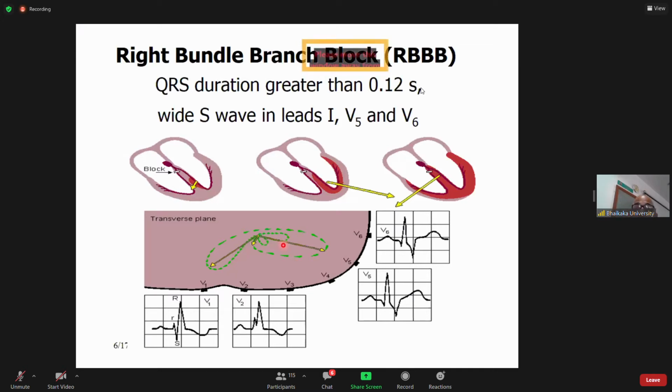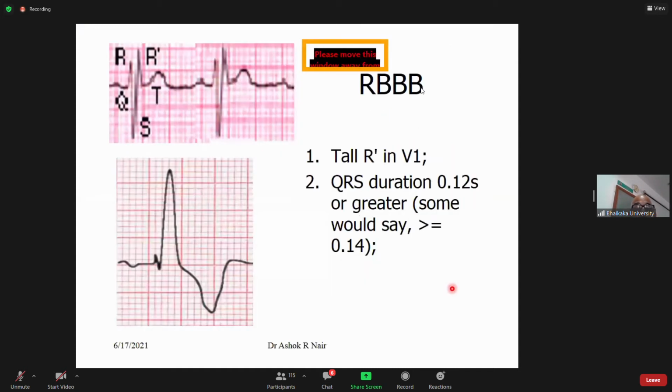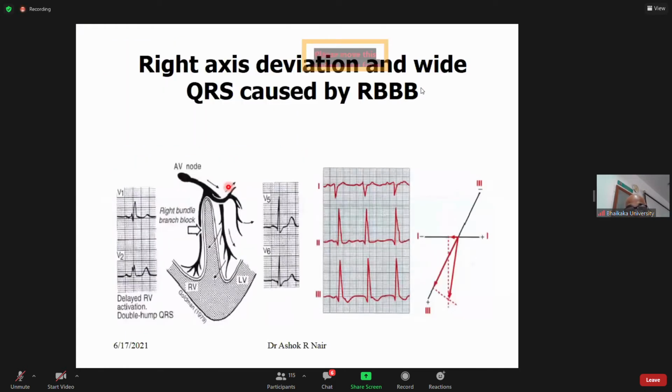So wide S wave in lead 1, V5, V6. You will find a kind of tall R in V1 and QRS duration, whatever, right axis deviation. You have this block here. Then the conduction to this right ventricle will occur from the left ventricle. You have R waves here, R prime and R here.